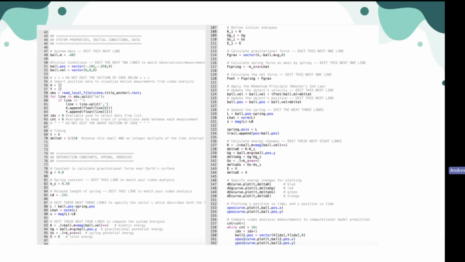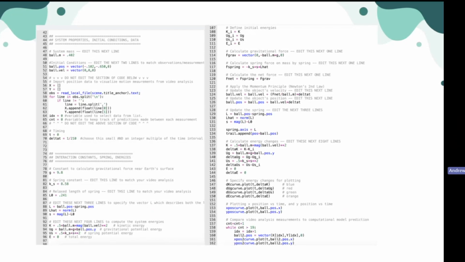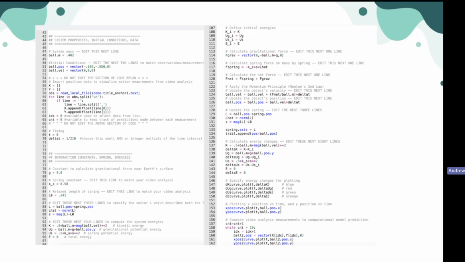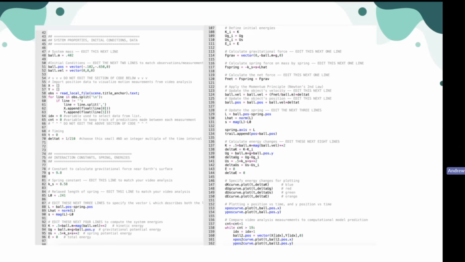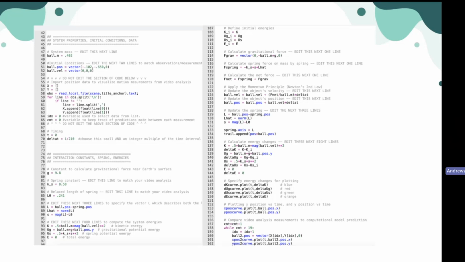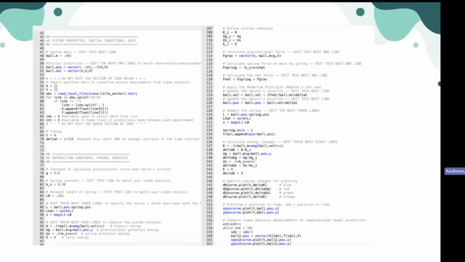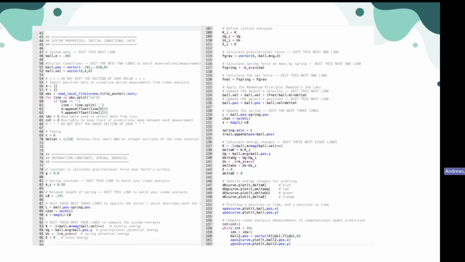Through each loop in our simulation, we set the system's initial energies and calculated the net force, which is the sum of the spring and gravitational forces. Knowing the net force, we updated the mass's velocity and position. The energy principle calculates energy changes as the mass moves along its path.